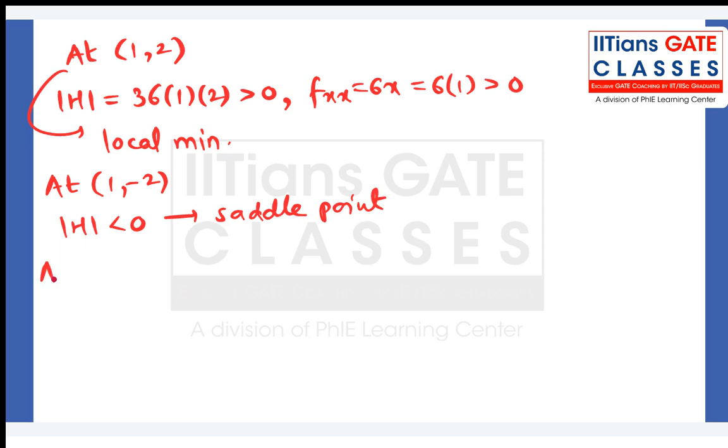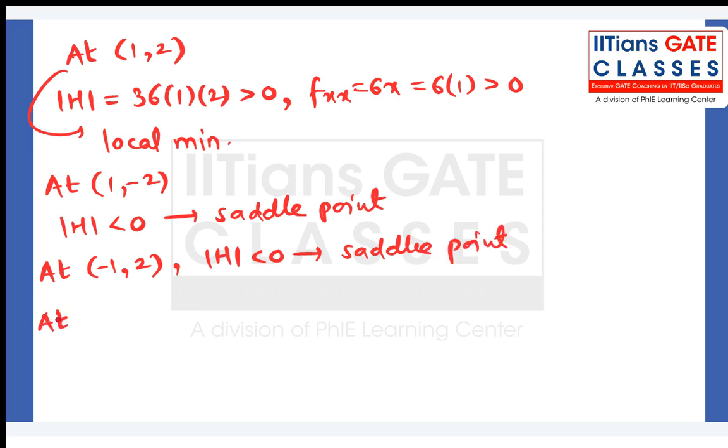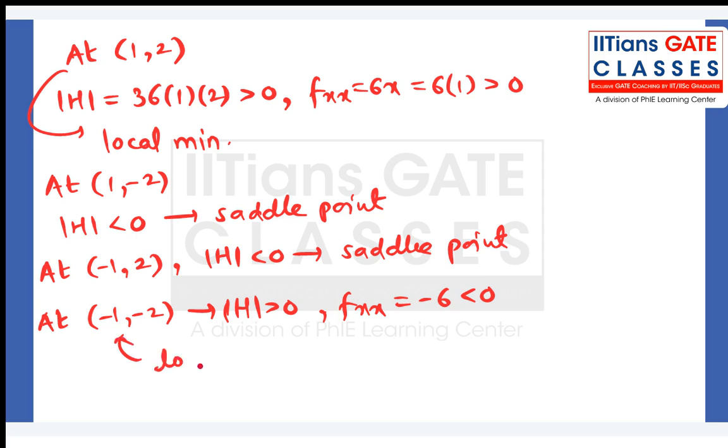Let's check at (-1, 2). Here also the Hessian determinant will be negative because one of the coordinates is negative. So that is also a saddle point. And at the last point, which is (-1, -2), the determinant of the Hessian matrix is positive, 36 into 2. And f_xx is -6, that is negative. So therefore, this point is your local maximum. And that is the solution.